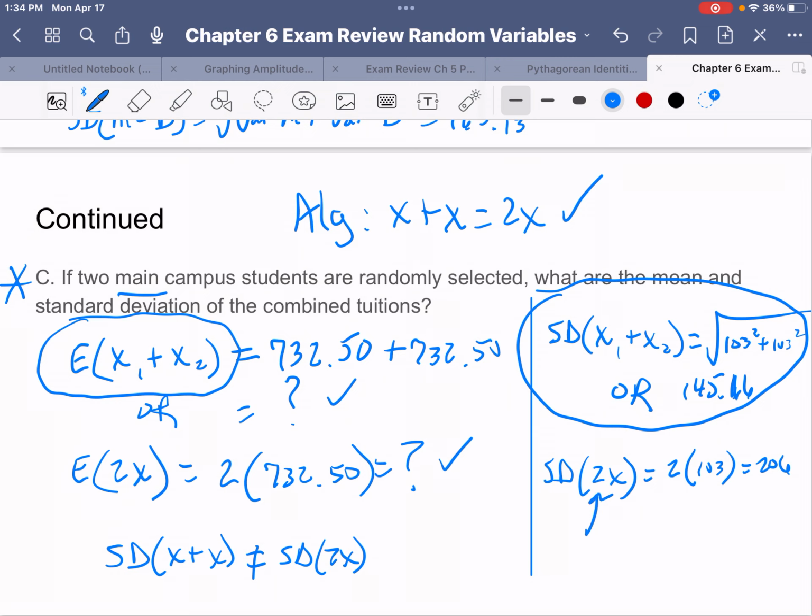What does the standard deviation of 2x mean? It's like somebody was saying double the tuition. So if the question said, hey, double the tuition, what's the new standard deviation? Then 206 would be correct. But this wasn't about doubling the tuition. It was about combining two students' tuition. What is the new standard deviation? So hopefully you remember that as well from Chapter 6.